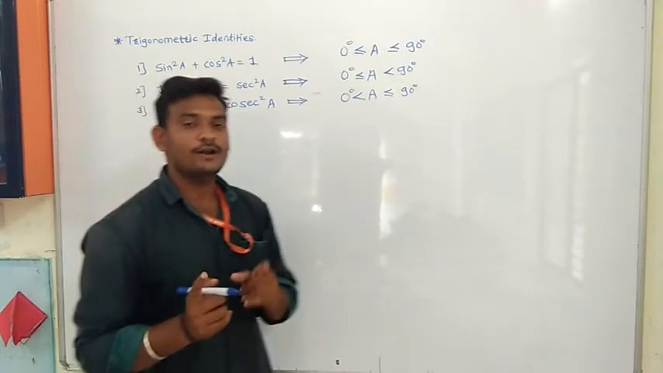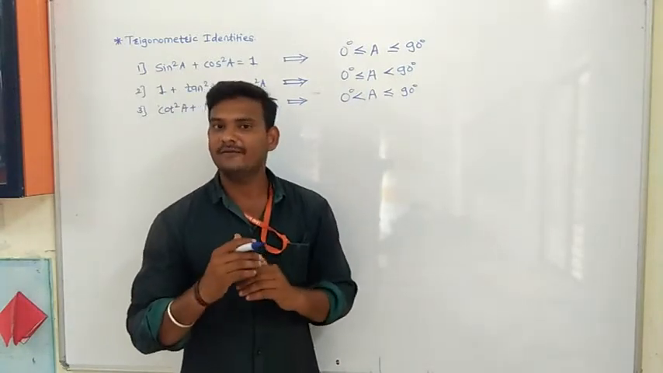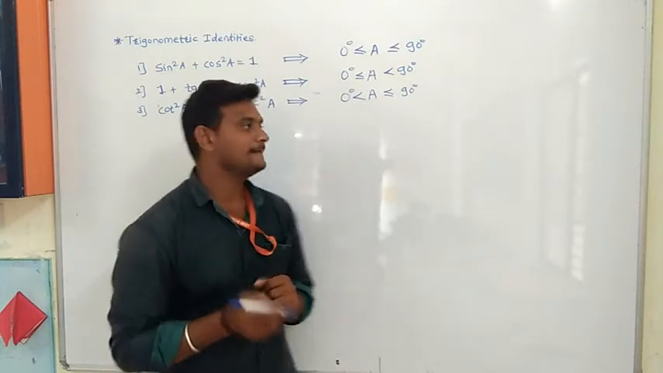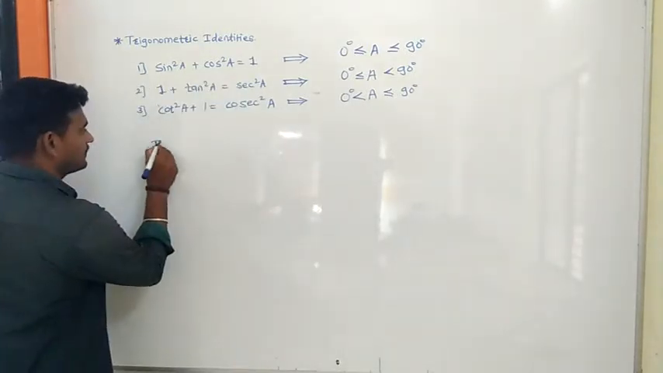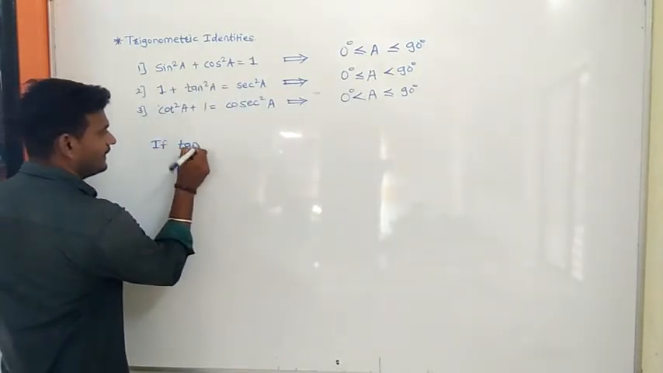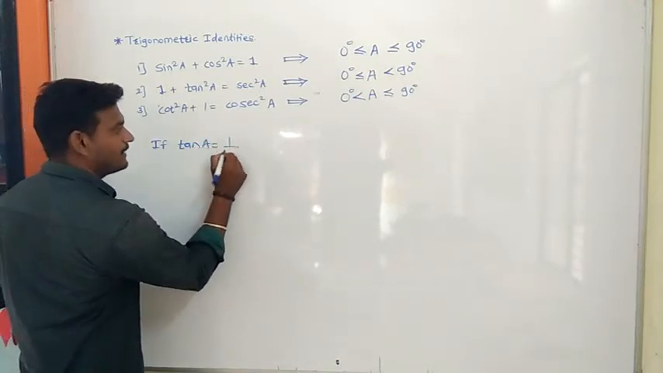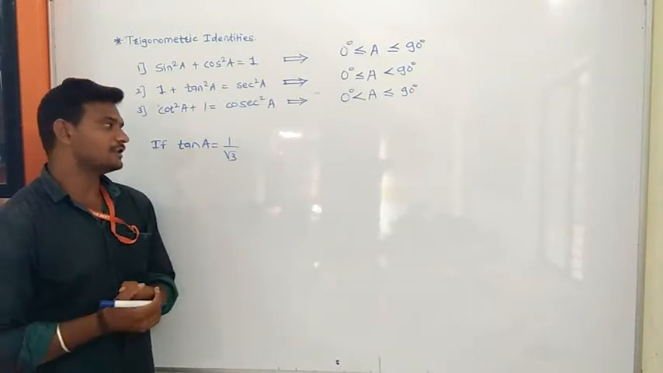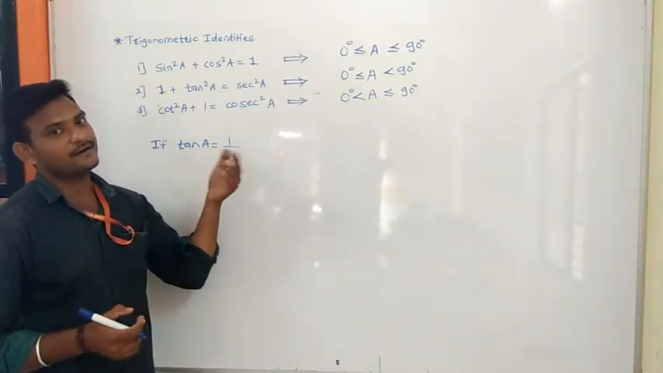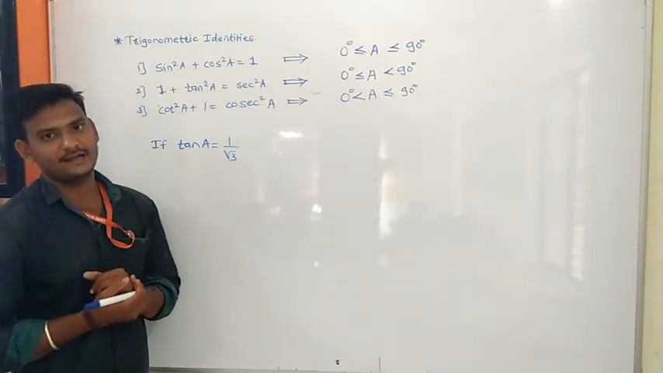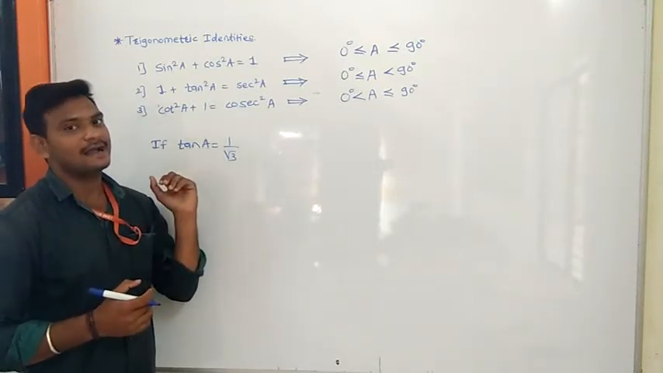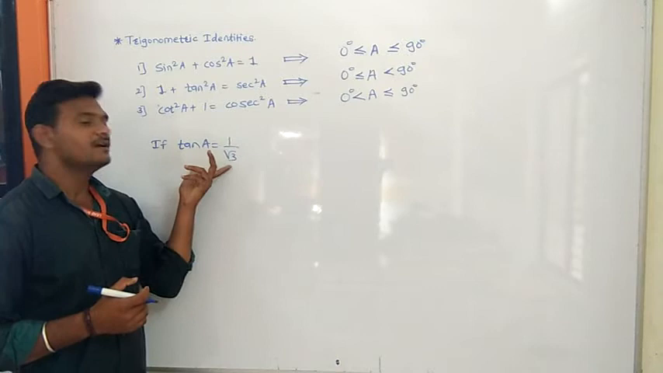if we know one of the trigonometric ratios, then can we find all the other trigonometric ratios? Let us see. If tan of A is equal to 1 by root 3, we know the value of tan of A is 1 by root 3. Then we have to find all other trigonometric ratios with respect to angle A, whether we can easily find them or not.